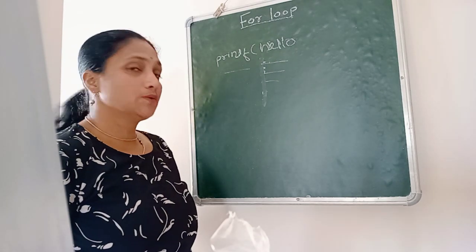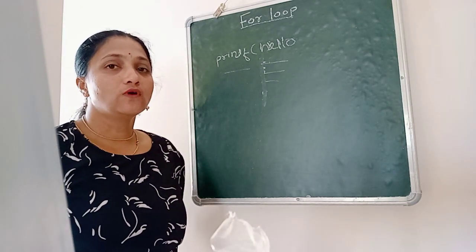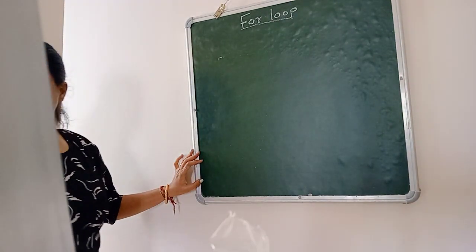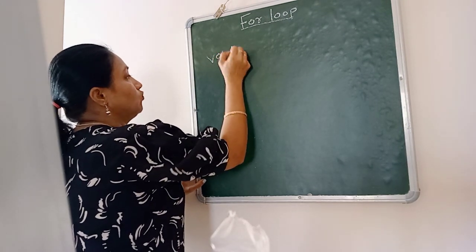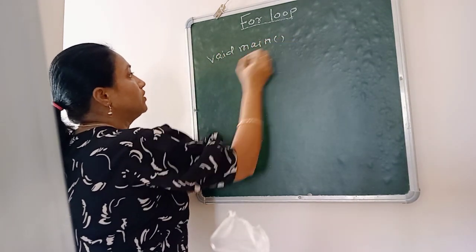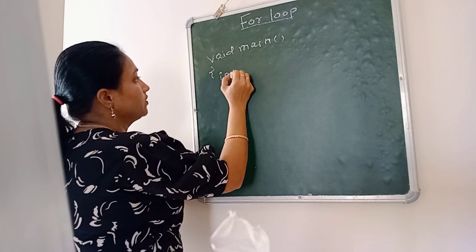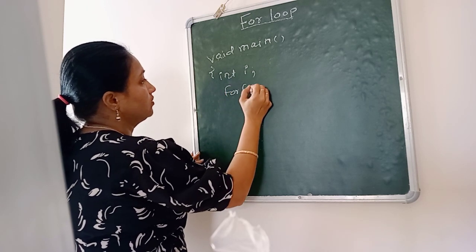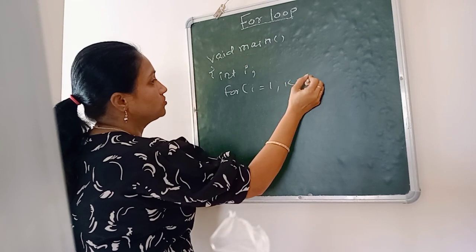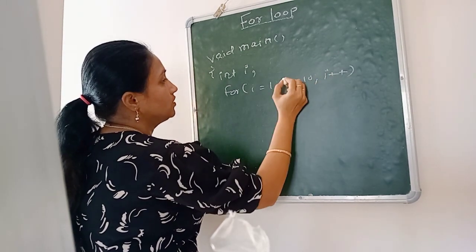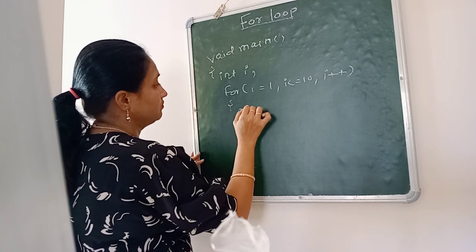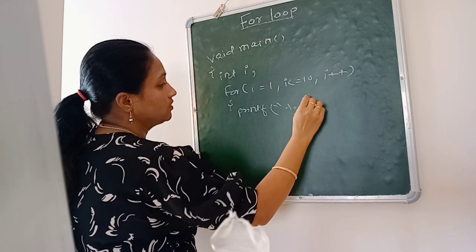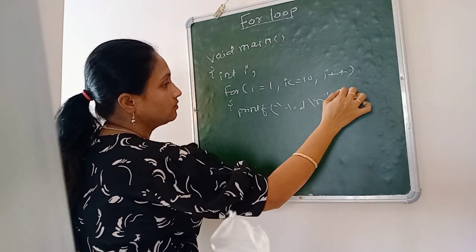Now I'll simply write a program for displaying 1 to 10 numbers. Void main. Let us declare a variable int i. for i equals 1, i less than or equal to 10, i plus plus, printf %d \n, comma i.